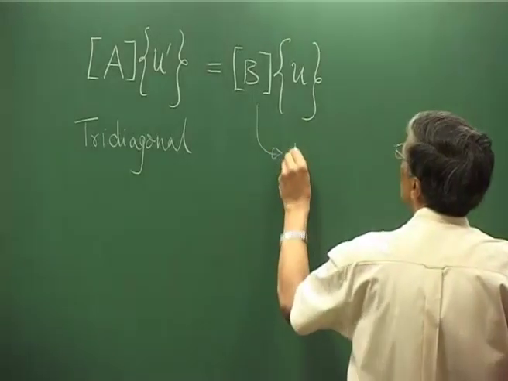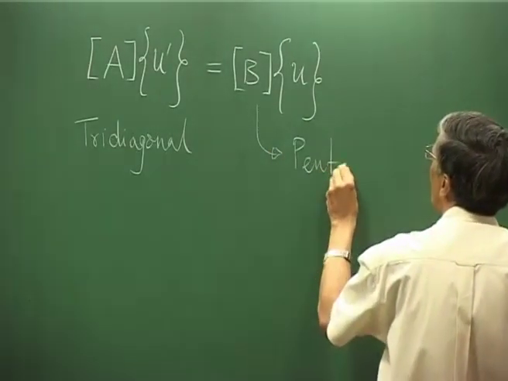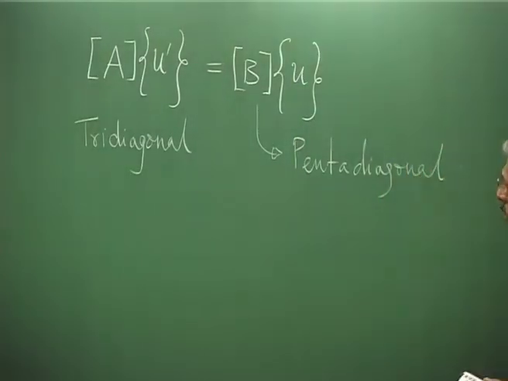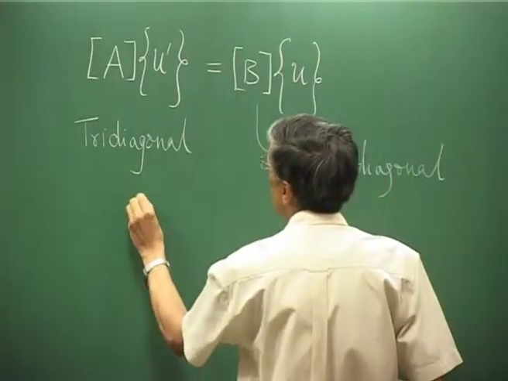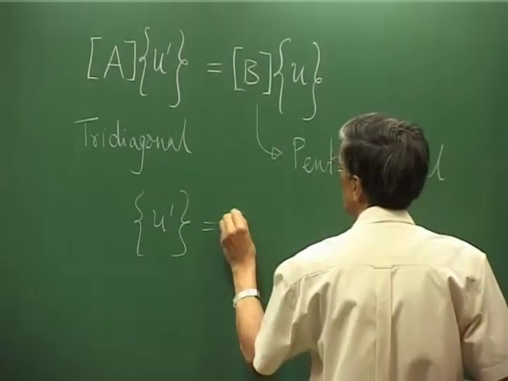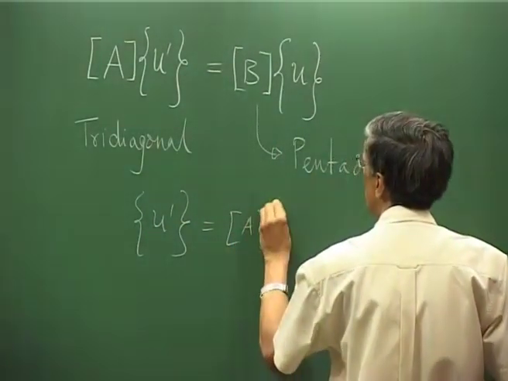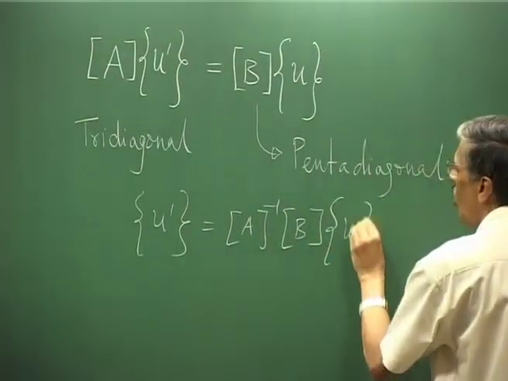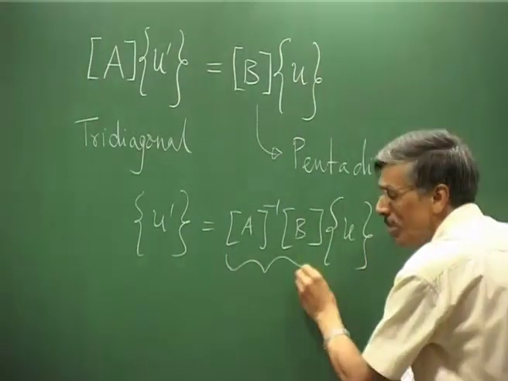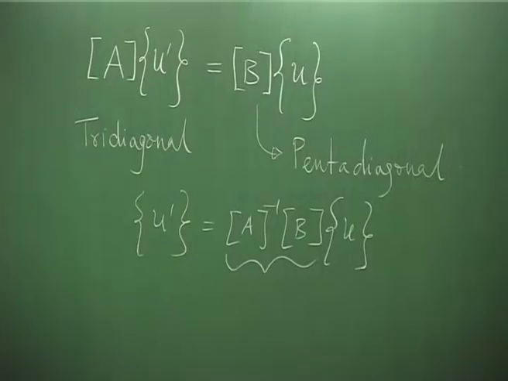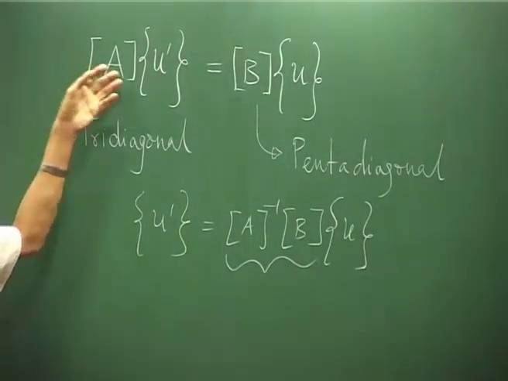This could be at the most a pentagonal matrix. What you would notice, when you write down like this, U prime equal to A inverse B into U, is what will be the bandwidth of the matrix? This is interesting because you are solving the equation.